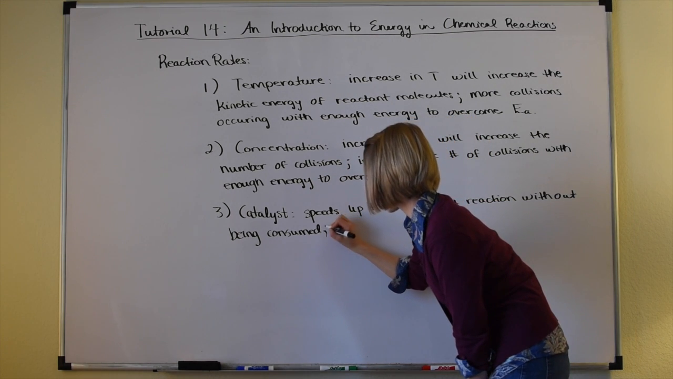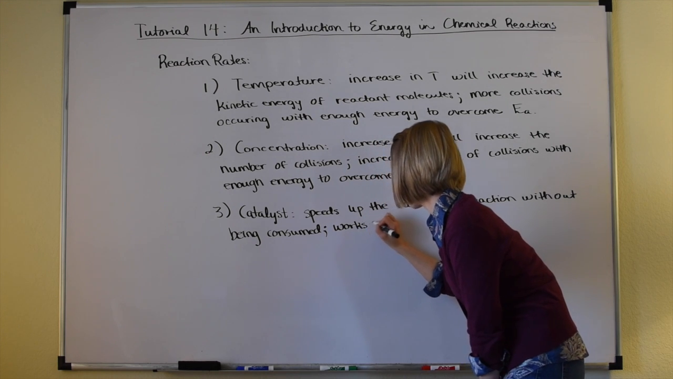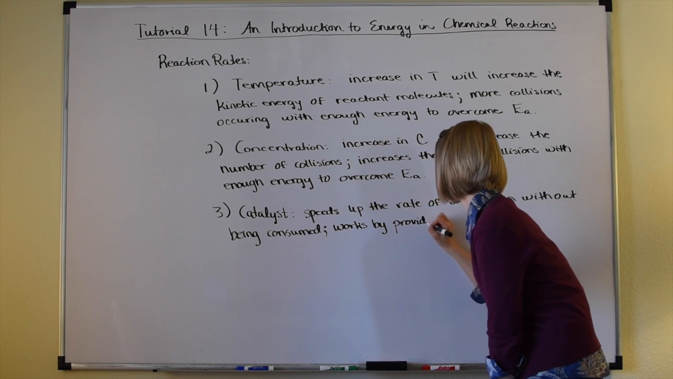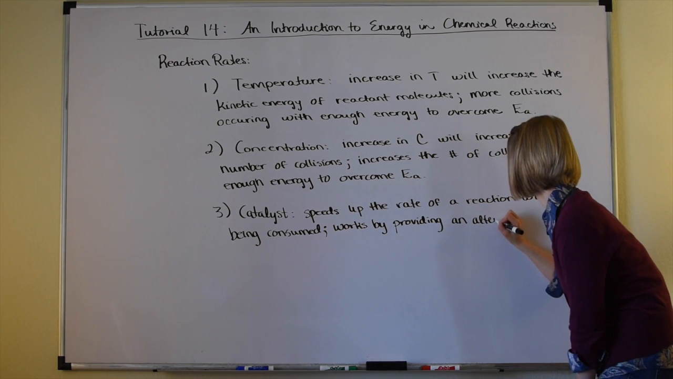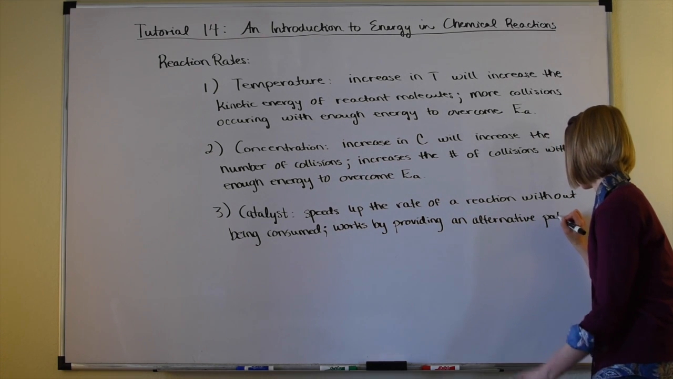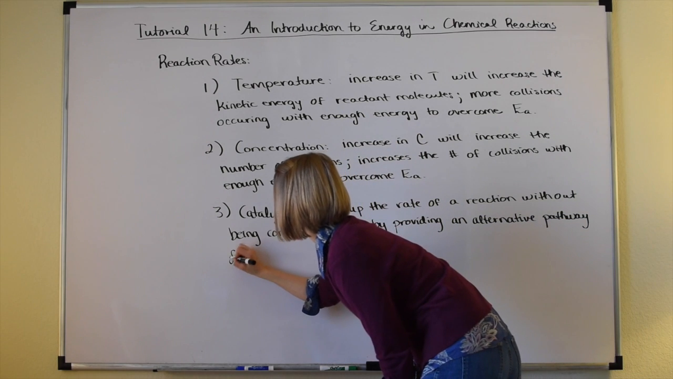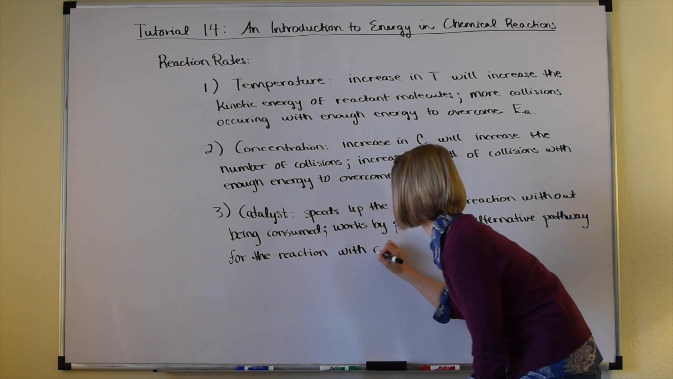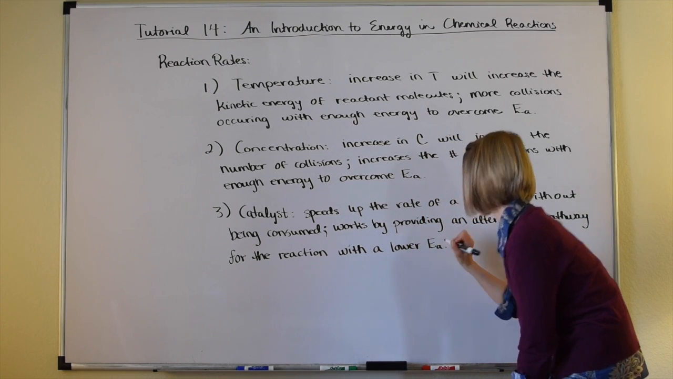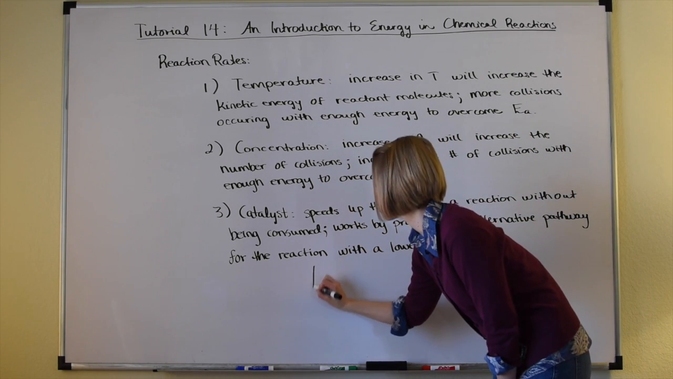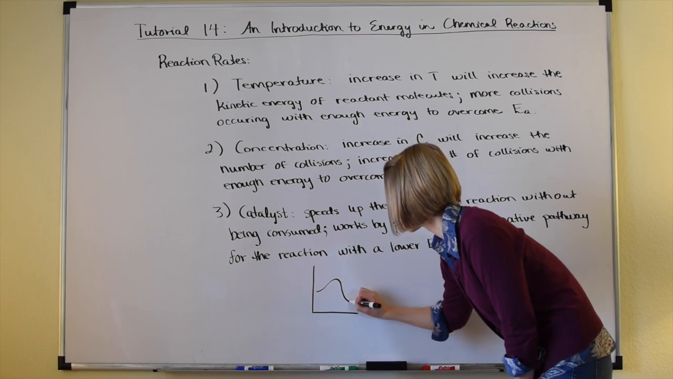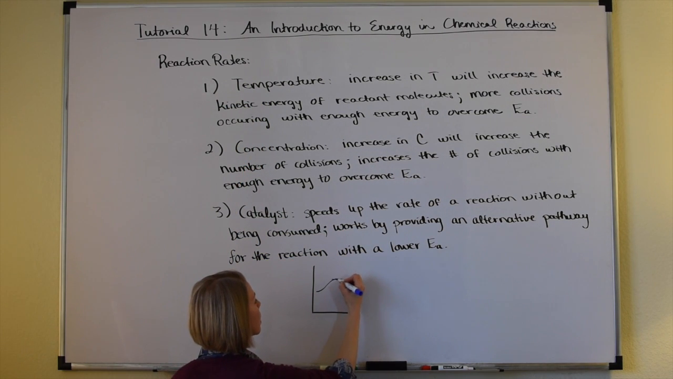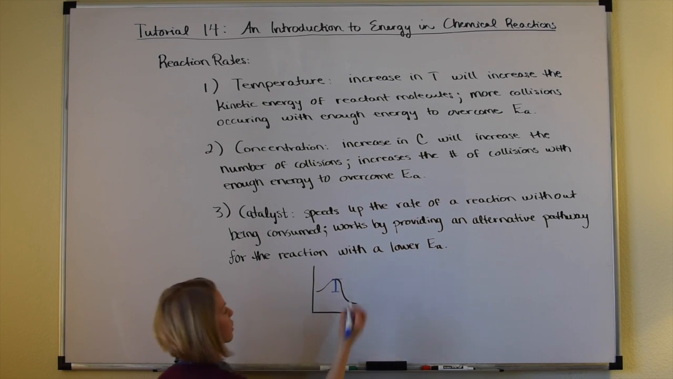So I'm going to write here that a catalyst works by providing an alternative pathway or mechanism for the reaction with a lower E sub A, lower activation energy barrier. So remember, in our energy diagrams, I'll just make it a generic exergonic reaction. Remember that the activation energy barrier is this barrier right here. This is our E sub A.